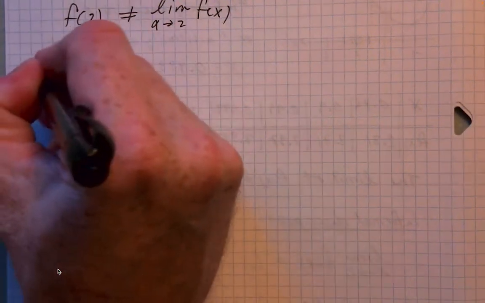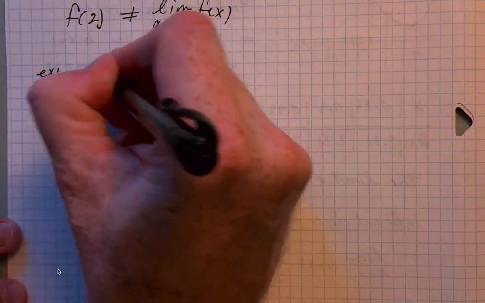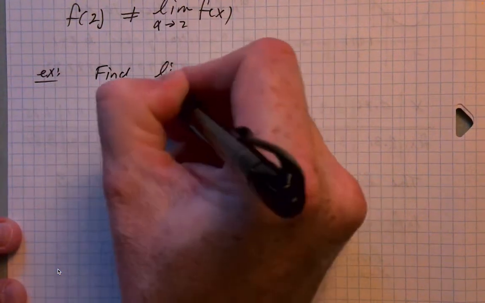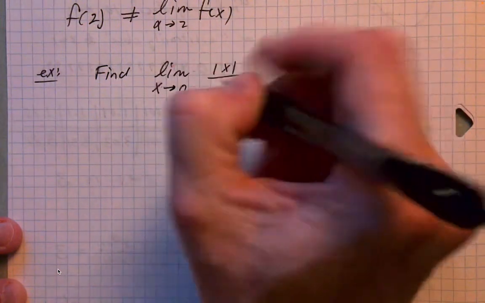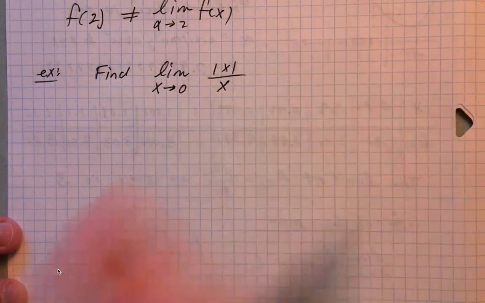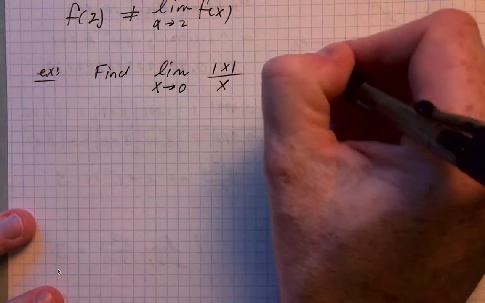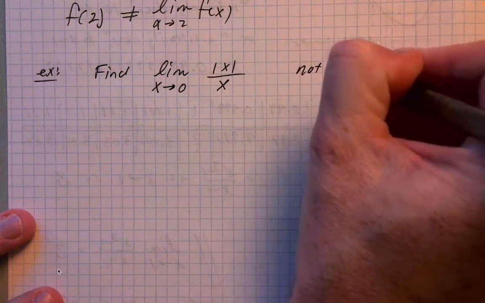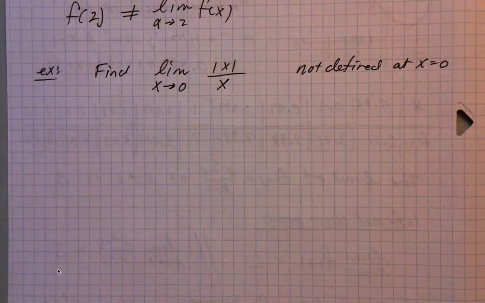So let's take a look at this example here. We want to find the limit as x approaches 0 of this function, absolute value of x divided by x. Okay, now clearly this is not defined at x equals 0. All right, so that should go without saying, right? But just to point that out. So we can't plug in x equals 0 because that denominator would blow up, right?